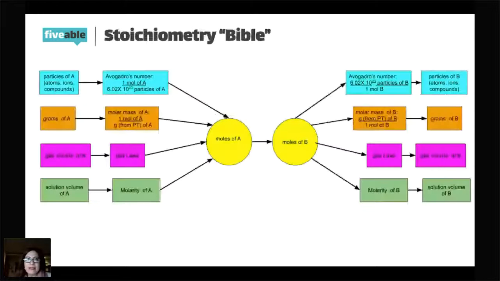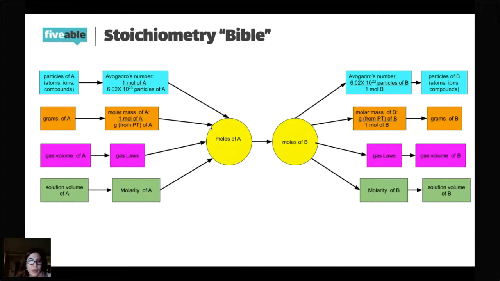Okay, this is what I call the Bible of stoichiometry, or the Bible of chemistry. These will tell us what things we need to do to work stoichiometry problems. For example, if you're given particles, like molecules or ions, whatever particle, and you need to change to any other thing, the first thing you have to do is use Avogadro's number, the one that we just talked about, in a ratio of 1 mole to 6.02 times 10 to the 23 particles. By doing this, we're canceling particles and getting moles on the numerator.